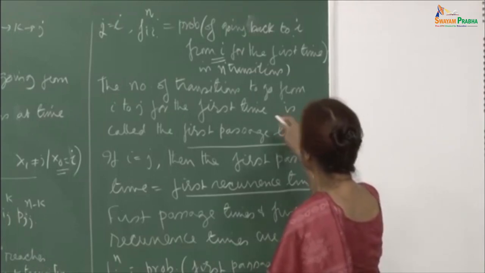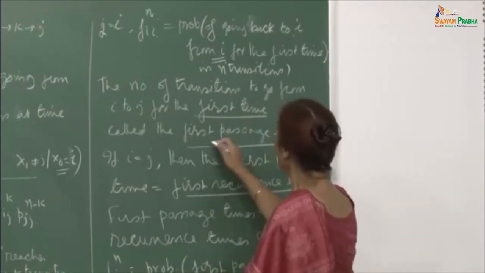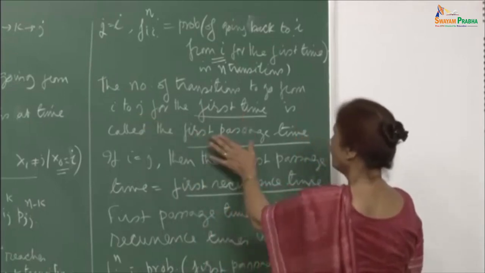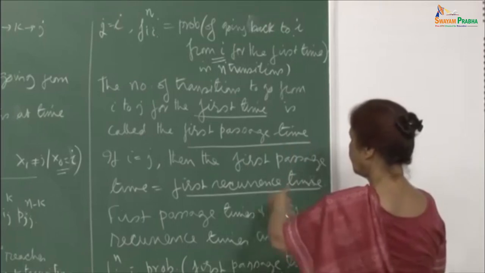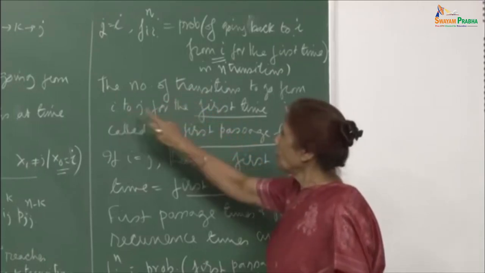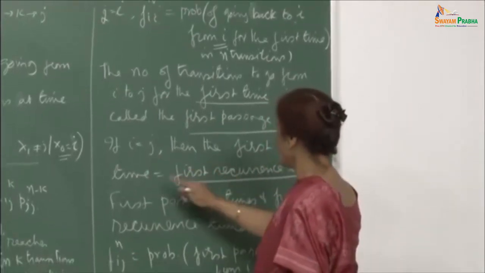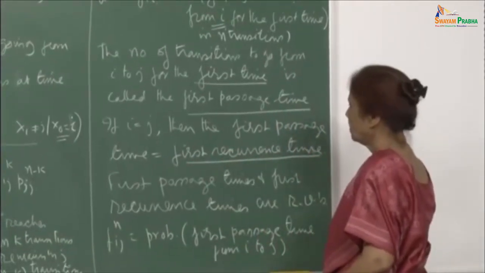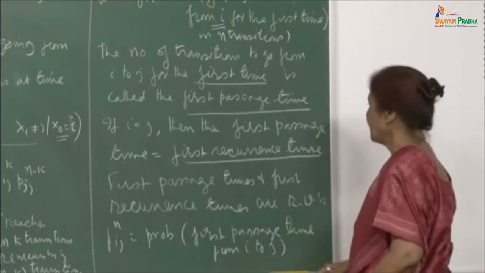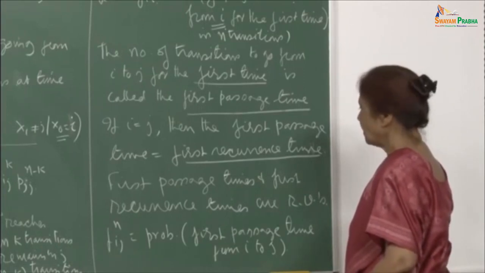Now, the number of transitions to go from i to j for the first time is called the first passage time. So, the number of transitions required to go from i to j for the first time, we will define as the first passage time. And you can see that this is also a random variable, because you do not know how many transitions you will require to go from i to j for the first time. So, the first passage time is a random variable, and if i is equal to j, then the first passage time is called the first recurrence time. So, this is when, starting from a particular state, you want to come back to it for the first time, that will be your first recurrence time. So, first passage times and first recurrence times are random variables.